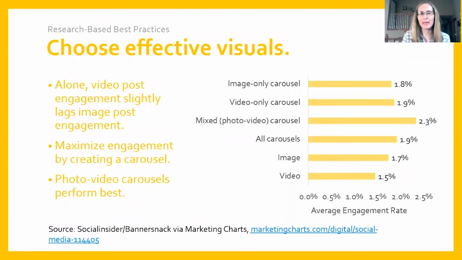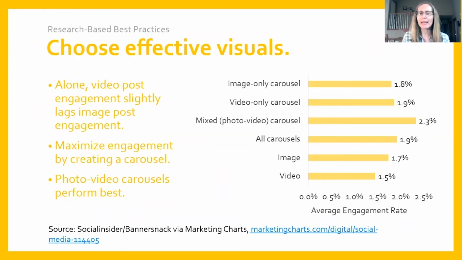The second research-based best practice that I want to share is choosing effective visuals. So not only did Instagram originate as a mobile-first platform, but it's also focused on offering a visually appealing experience to its users. To determine the types of visuals that have tended to perform best on the platform, Social Insider and Bannersnap conducted some research after reviewing more than 22 million Instagram posts between January of 2017 and July of 2020. You can see a sampling of some of the research findings here on the screen.